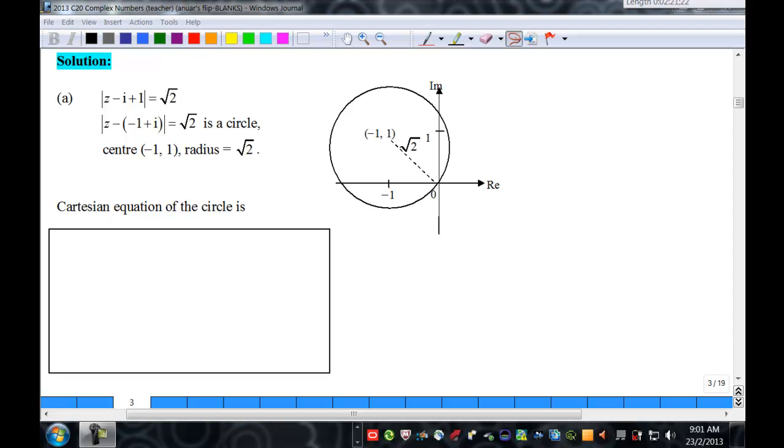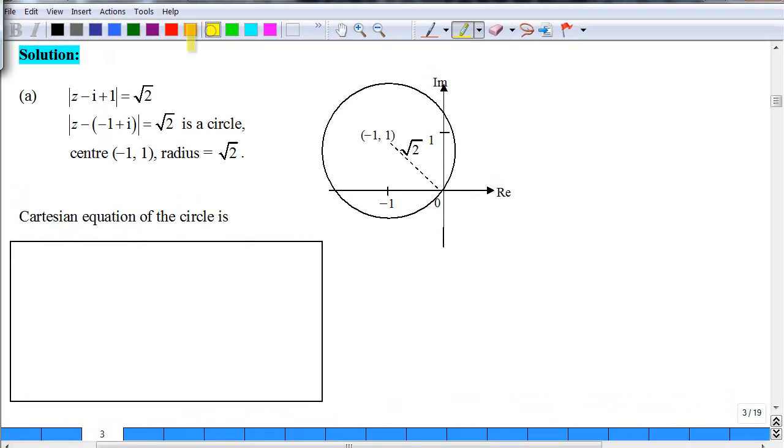Right, let's take a look at example 29a. Now, if you look closely at example 29a, the question given is in this form. Immediately you know there's a modulus on the left side and then there's a fixed number on the right side.